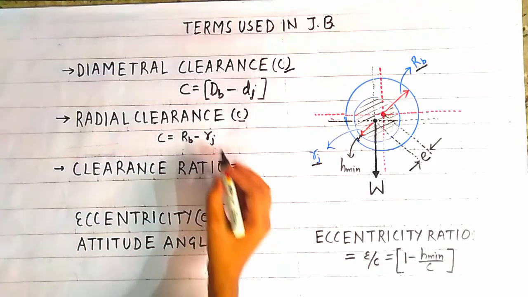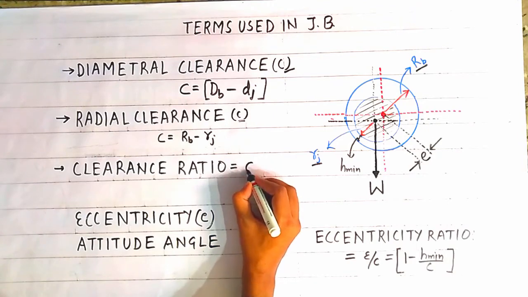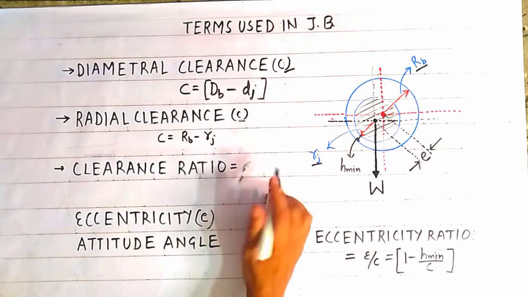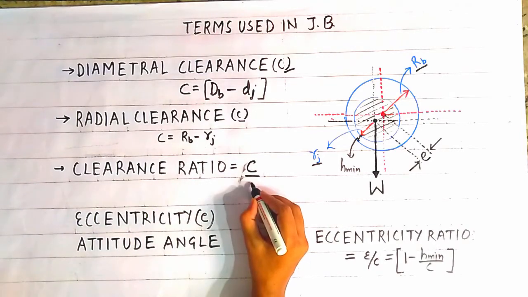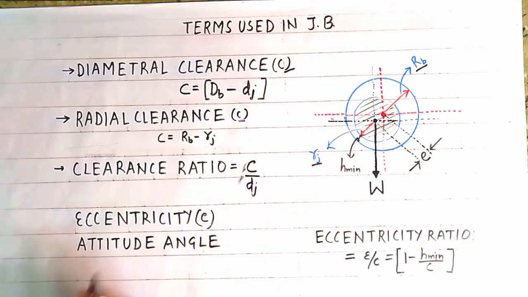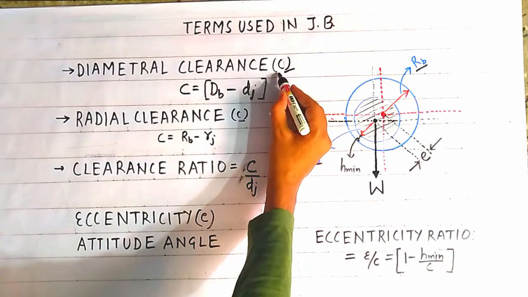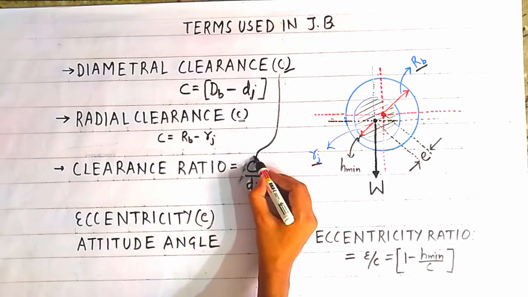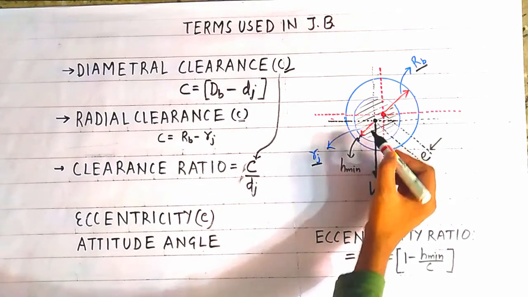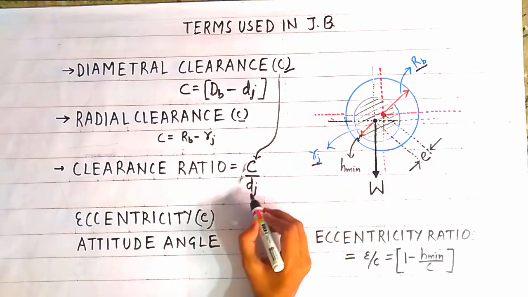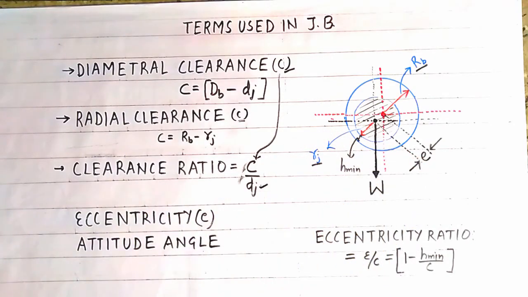And the third thing is the clearance ratio. The clearance ratio is the ratio of the diametral clearance, denoted by capital C, divided by the diameter of the journal, dj, which is equal to 2 times the radius of the journal. So the diameter of the journal can be found using the radius of the journal.